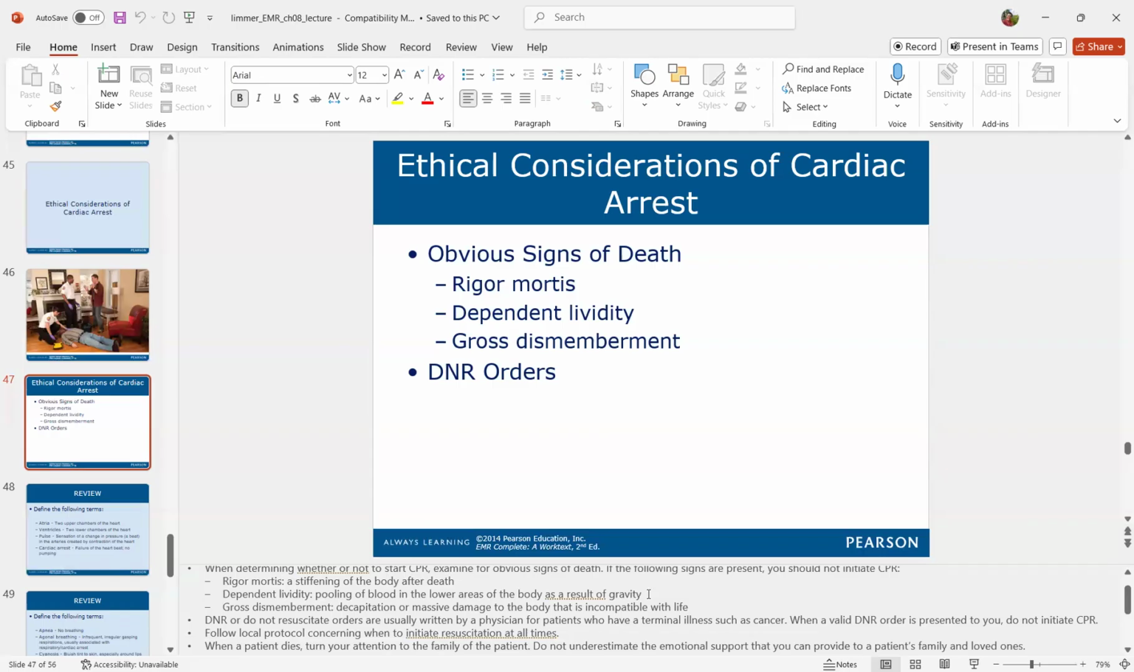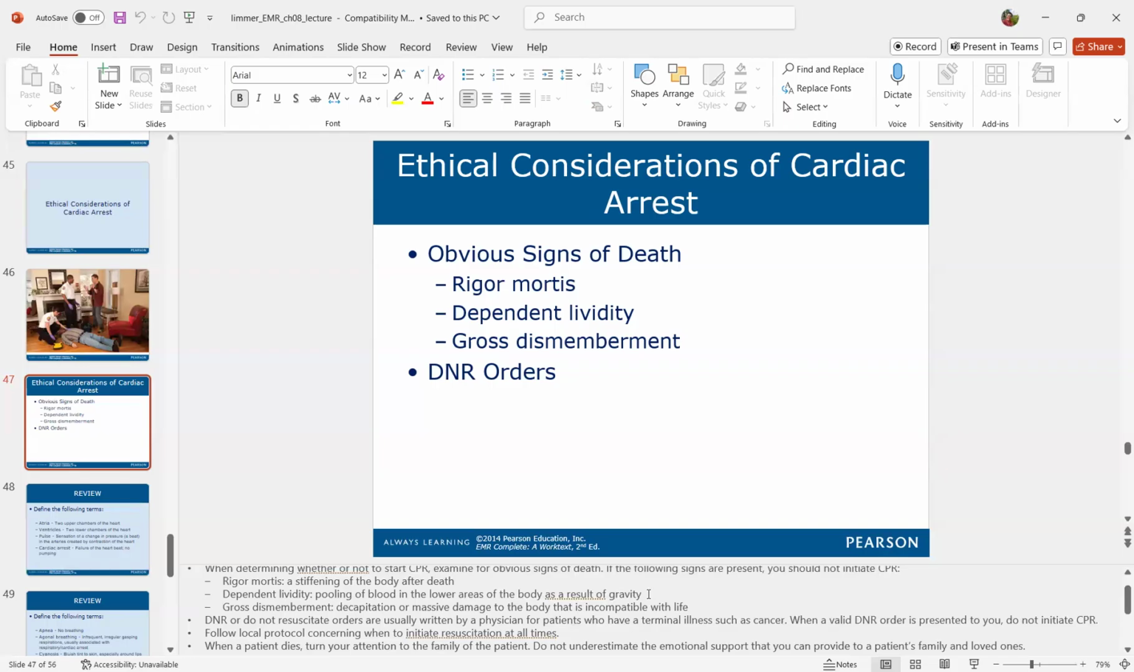If they have a DNR order, a do not resuscitate order, usually written by their physician for the patient, usually these patients have a terminal illness or cancer. When a valid DNR order is presented to you, which we'll talk more about in some of the coming chapters, we're not going to initiate CPR. We just have to follow local protocols concerning the initiation of resuscitation.